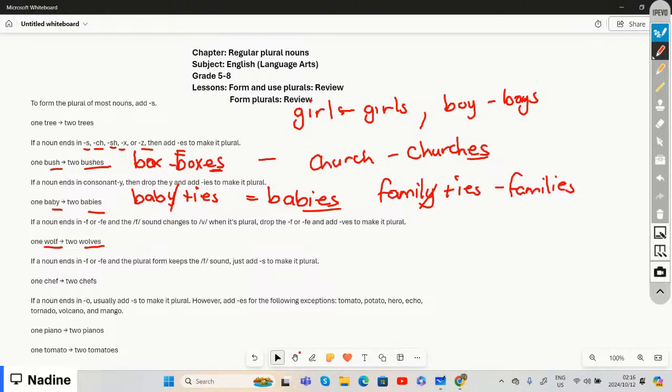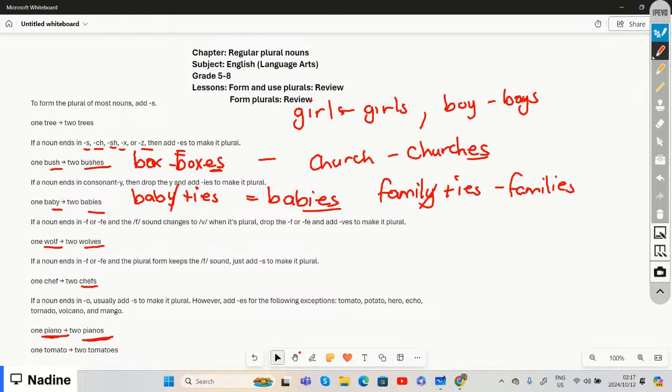Then, if a noun ends in F or FE and the plural keeps the same sound and does not change, then we just add an S. Like, for example, one shift, two shifts. And then, if a noun ends in an O, we usually just add an S to make it plural. For example, one piano, two pianos.